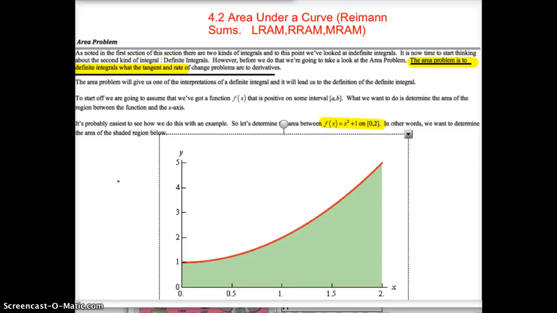In the next section, we're going to start working with finding the area under a curve. Eventually, we're going to tie in area under a curve and how it relates to integration. Actually, there's an integration process.